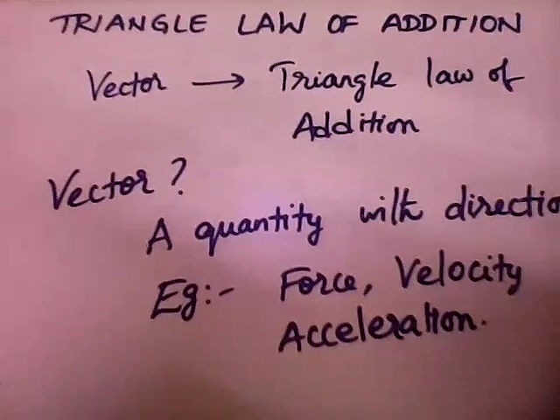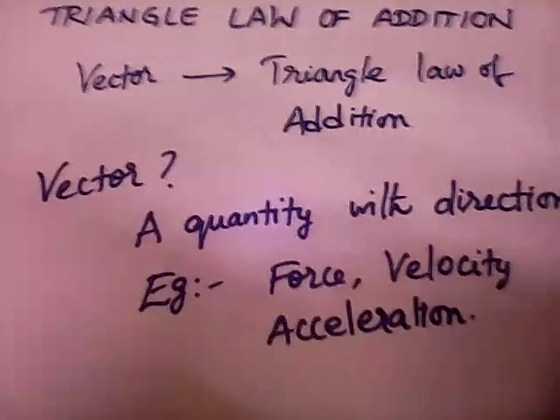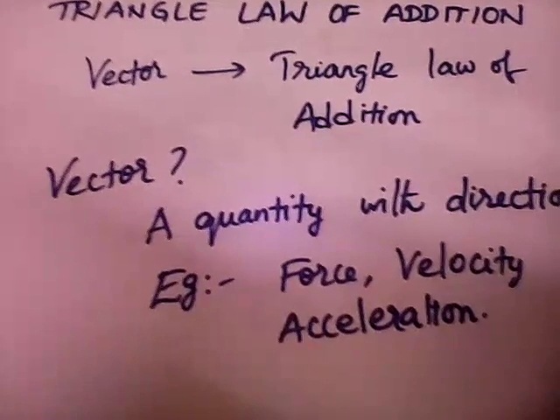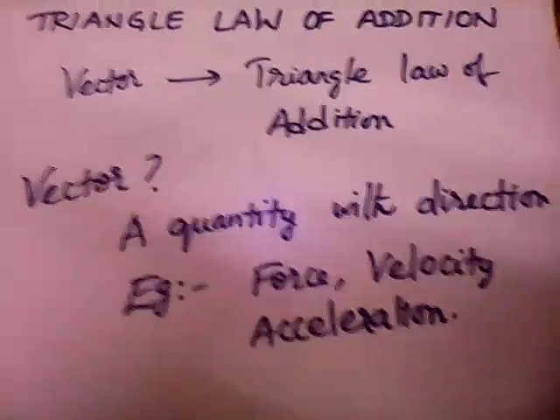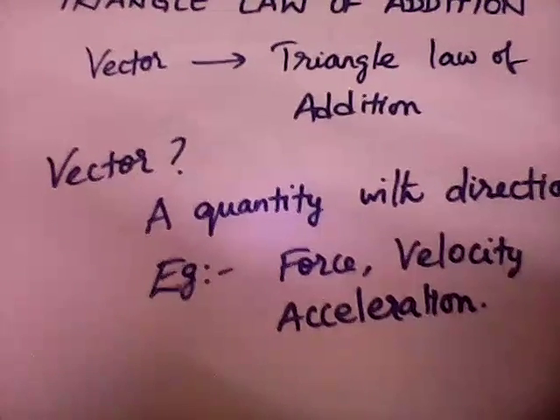So, the triangle law of addition is meant for vectors. What is a vector? A vector is a quantity having magnitude and direction. Some of the vectors are force, velocity, and acceleration.